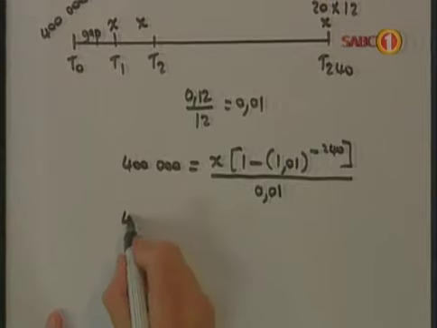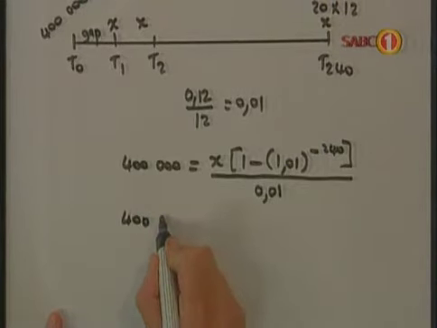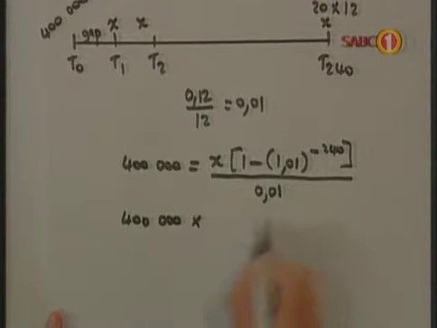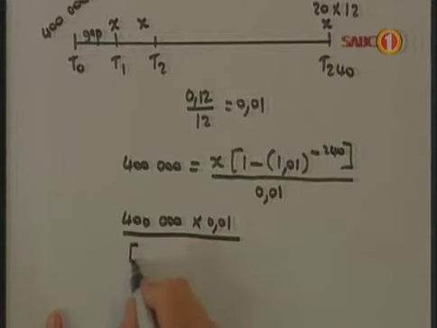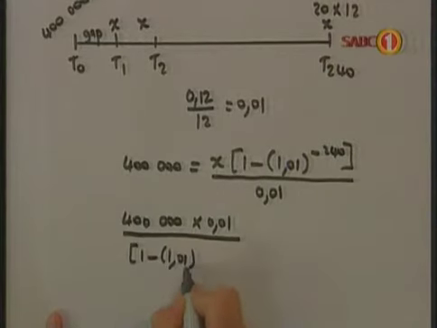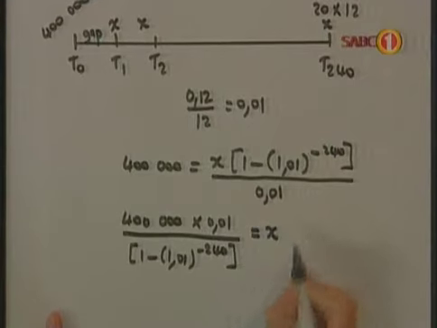Okay, let's put the steps in here. Do you want to read this out, Nelson? 400,000 times 0.01, now divided by that bracket: 1 minus, you first open, 1 minus 1.01 to the negative 240, close. Good. Is equal then to X.